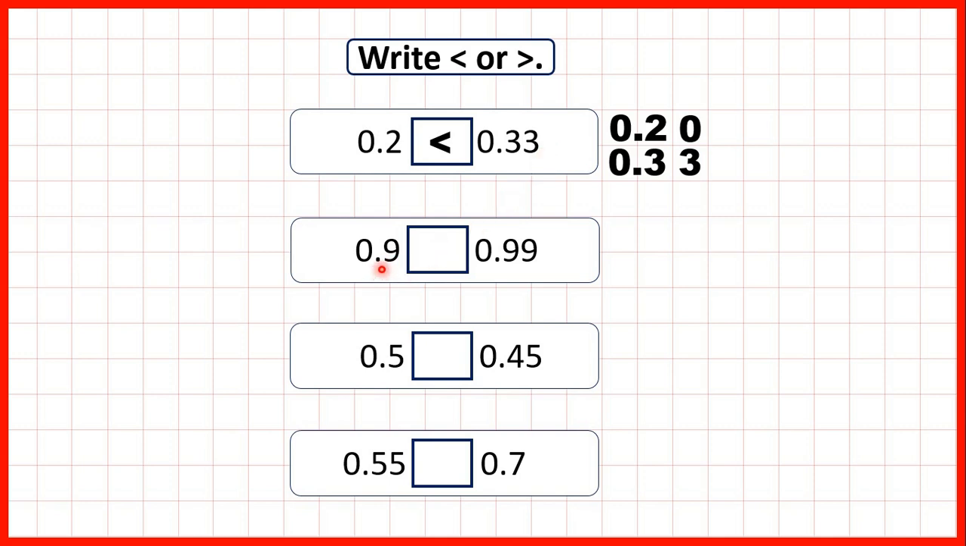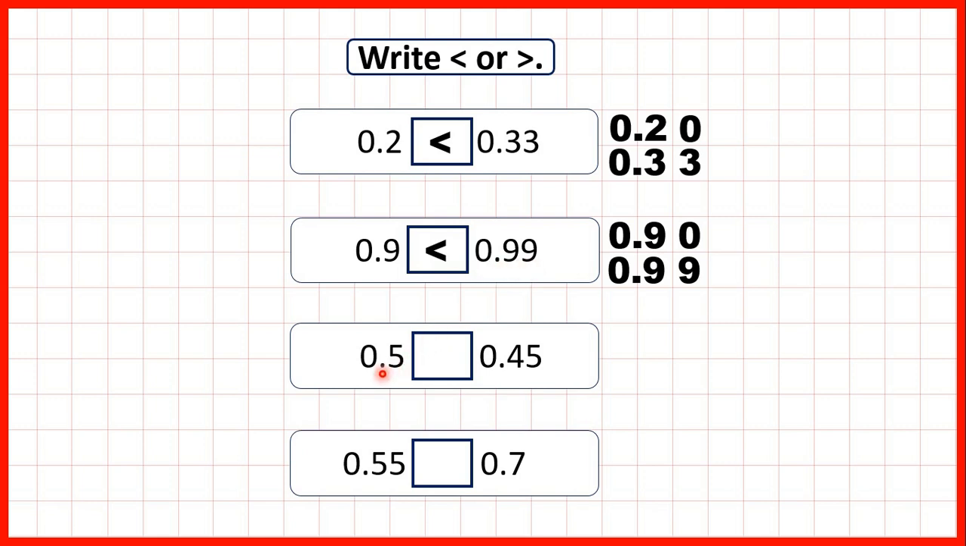Now we have 0.9 and 0.99. So again, we write out both numbers with the decimal points lined up, write 0 in empty squares, and now we compare the larger place values first. So both numbers have 0 ones and 9/10. But 0.9 has 0 hundredths and 0.99 has 9. So 0.99 is the larger decimal.